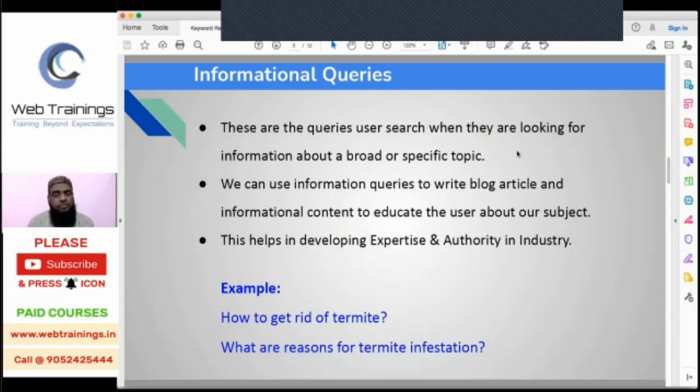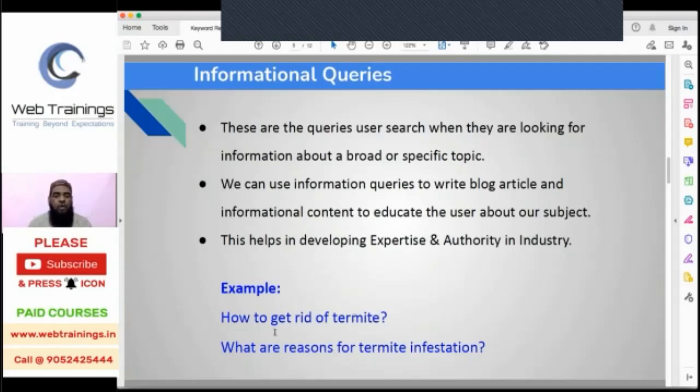See, for example, I will show you this entire example on the business of one of our clients, pest control services. So what are the informational queries for this client? Most of the people who are worried about pest control, who are having trouble with termites or ants or rodents, will first search in a generic way. What would that search be? How to get rid of termite. You agree with me that that's a general query, right?